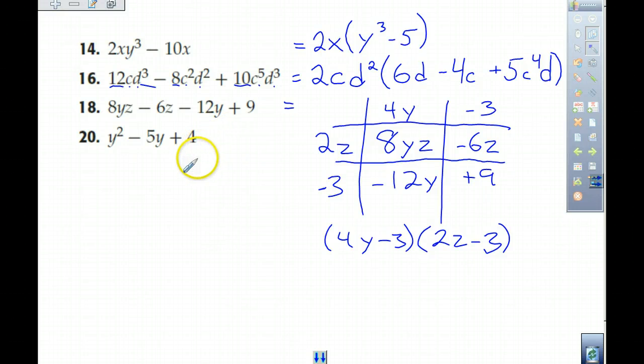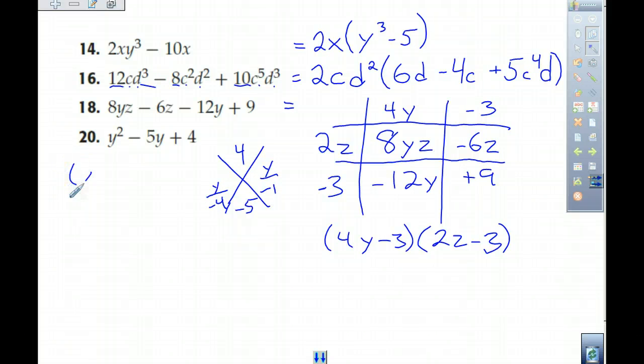And number 20, the last one, you guys know this very well. Big unit on it. How do you factor this? No number in front, so that makes it even simpler. Well, 2 numbers multiply to 4, but add to negative 5. Negative 4, negative 1. And our front is going to be this y. So, y minus 4 and y minus 1.